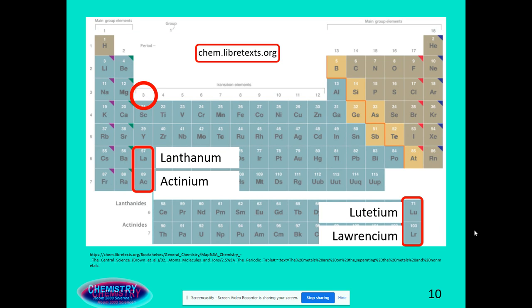It's not a huge deal for us because we don't, in the chemistry classroom, encounter them. And so just be aware that you may see that difference depending on the periodic table that you happen to be using.